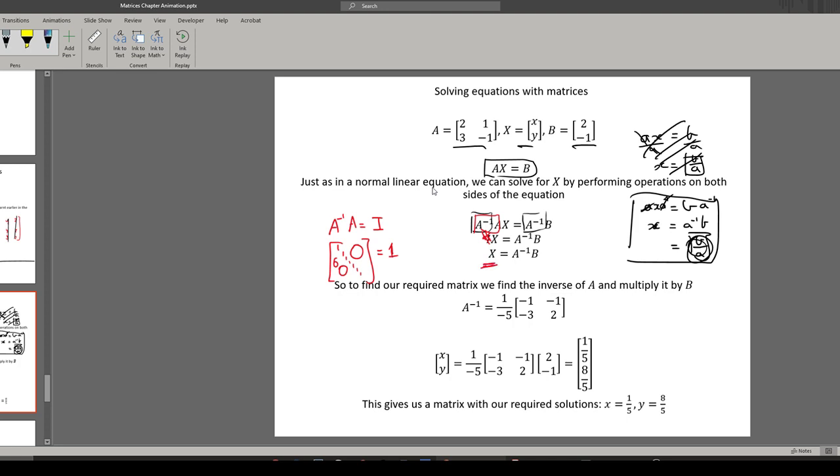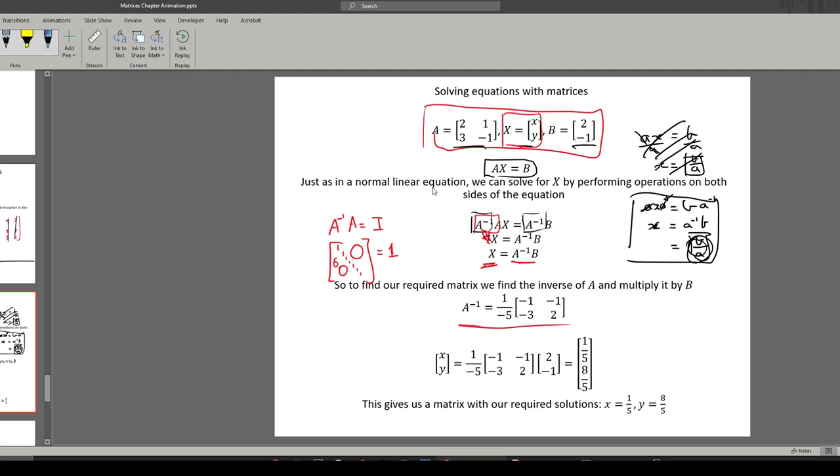That gives us x. And what is x? That is x and y. If we do this, it gives us the solution to our equation. So in this occasion, using the example up here, the inverse of A is equal to this. I'm not going to go over how to find the inverse. We've done it before.